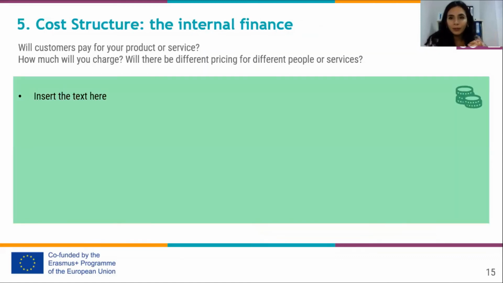And the final point that we are going to see is the cost structure, that is the internal finance of my company. At this point, we have to answer questions such as, will the customers pay for my product or service? And how much am I going to charge for my product or service? And if there will be different pricing for different services. And according to these questions, I'm going to define the money that I'm going to need in order to develop my activity.